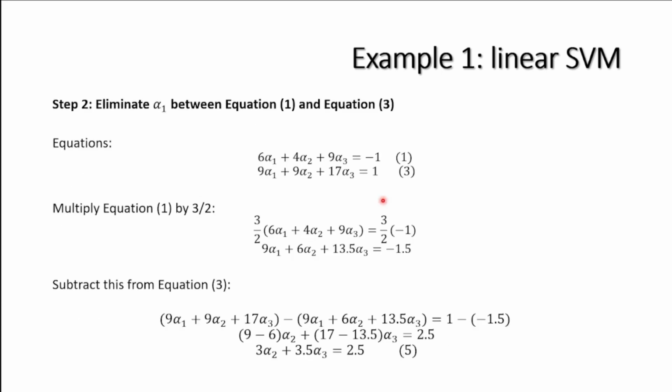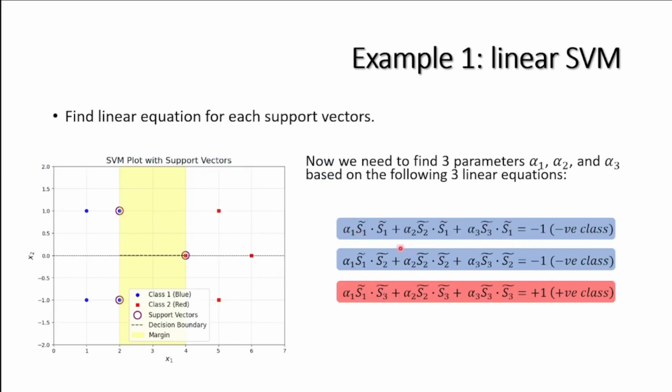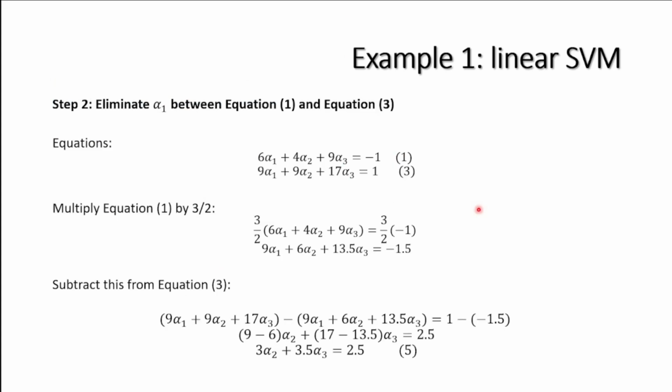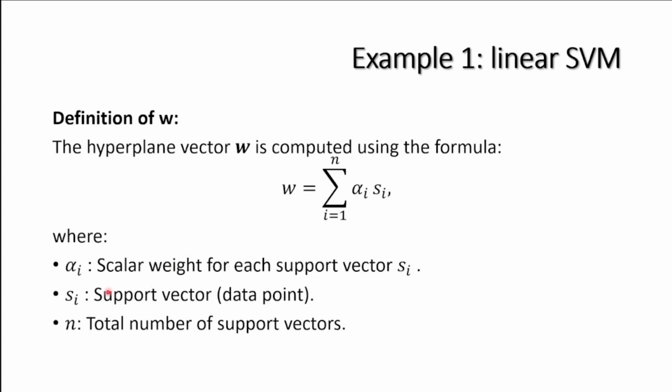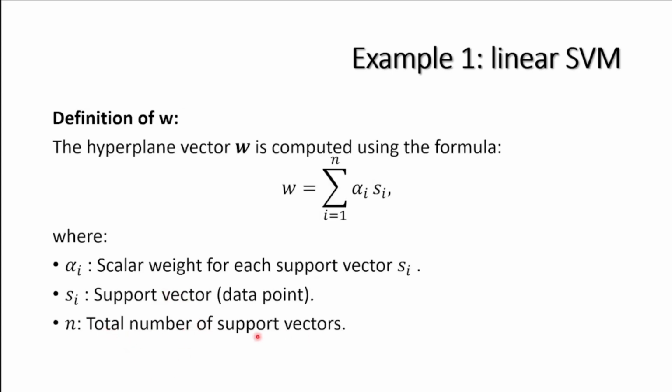I think we had seen this equation before. Over here, yes, this is the one. We multiply them and we sum them. So alpha is a scale weight for each vector, S is the support vector, and n is, as a quiz, guys, can you guess how many n has been used? The total number of support vectors. Yes, n is now equal to 3.